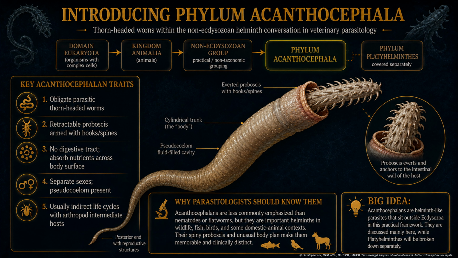Acanthocephalans are thorny-headed worms. They are obligate parasites with a retractable proboscis armed with hooks or spines. That proboscis helps anchor them to the intestinal wall of the host. They do not have a digestive tract, so they absorb nutrients across their body surface. They are not emphasized as often as nematodes or flatworms, but they are important in wildlife, fish, bird, and some domestic animal contexts. They also serve as a great reminder that worm-like does not mean the same biology.